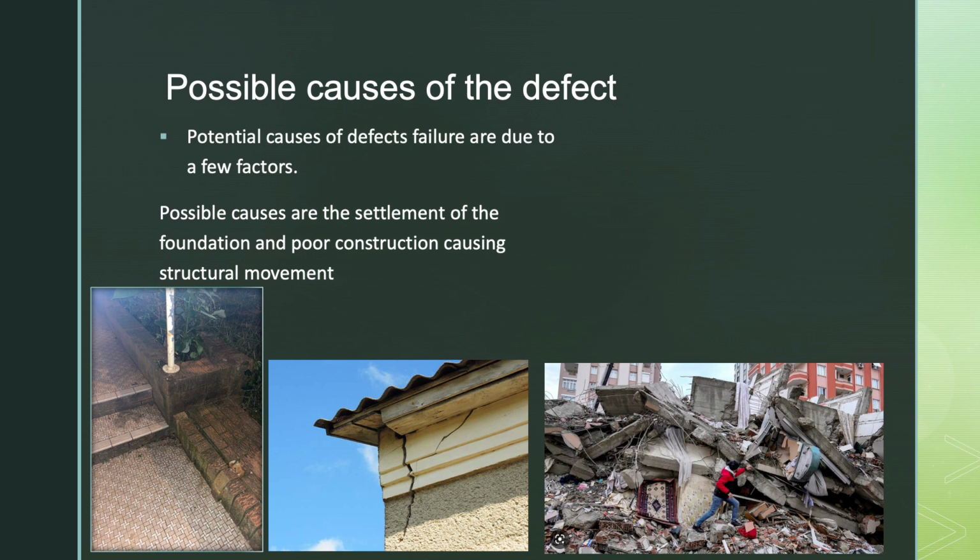Potential causes of defect failure are due to a few factors. Possible causes are either the settlement of the foundation and poor construction. These causes have been brought to light due to the heavy rains over the years that have caused the structure to show cracks. The heavy rains have managed to go under the foundation and soften the structure.